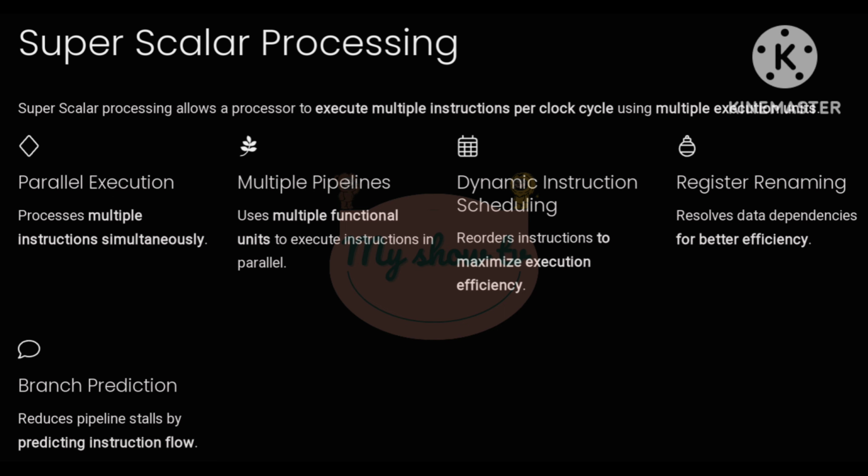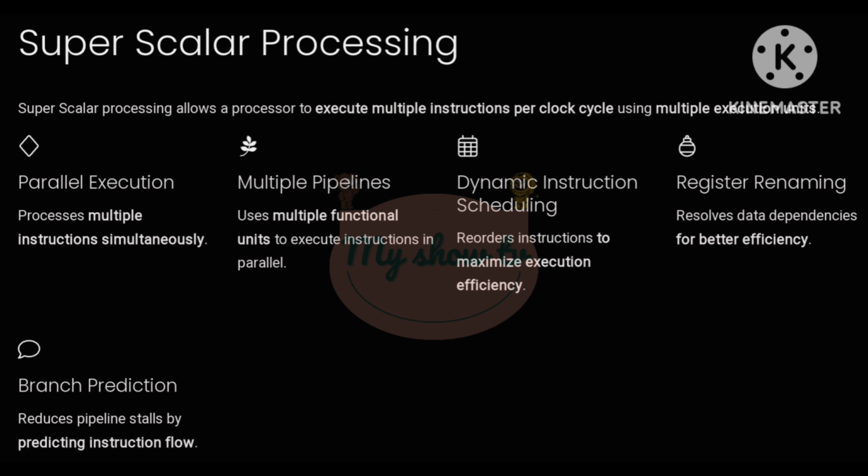Key features of superscalar processing. 1. Parallel execution. Unlike traditional CPUs, which process one instruction per cycle, superscalar processors execute multiple instructions simultaneously. 2. Multiple pipelines. Instead of using a single pipeline, multiple functional units, such as ALUs and FPUs, work in parallel, handling different instructions at the same time.